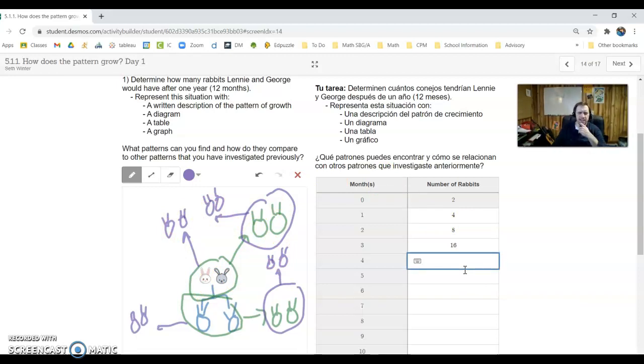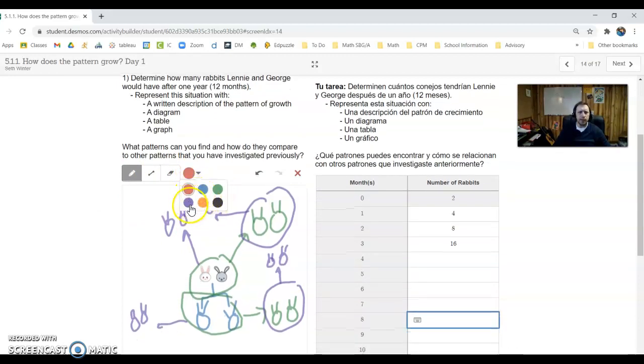Wait a second, I see some growth happening here, but it's not the same as I was looking at in our last lessons, right? 2 goes to 4, 4 goes to 8, 8 goes to 16. Any guesses how many there'll be in month 4? Well, I'm kind of running out of room, but let's sneak these in there. Let's go with the red color.